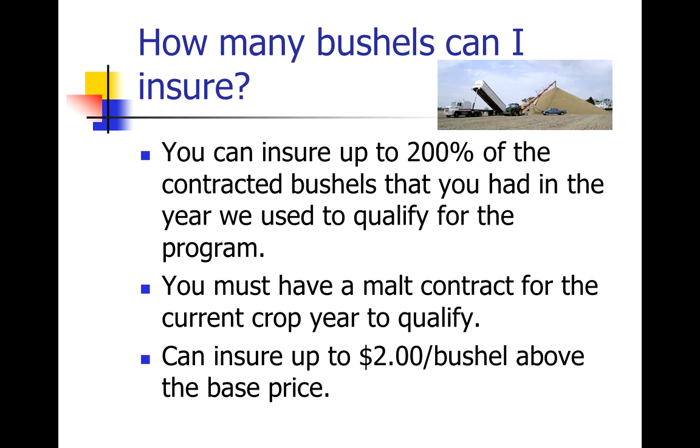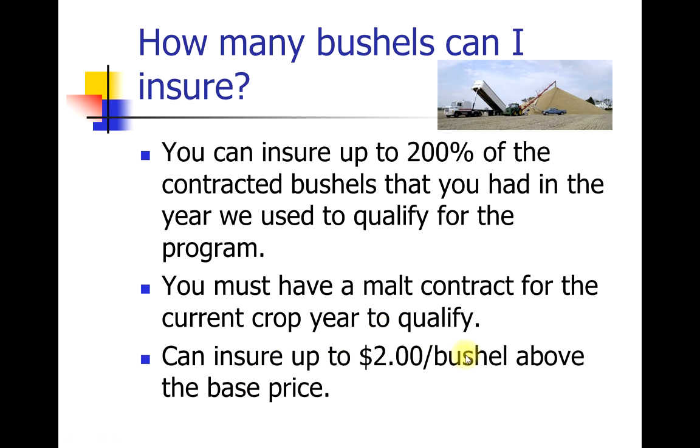Now going forward in this current crop year, we can insure up to 200% of the 100,000 bushels we had contracted for our qualifying year. So if we had the 100,000 bushels in 2011 that was contracted that we satisfied the requirements on, going forward we could use up to 200,000 bushels of contract in this current crop year to add on top of your insurance.